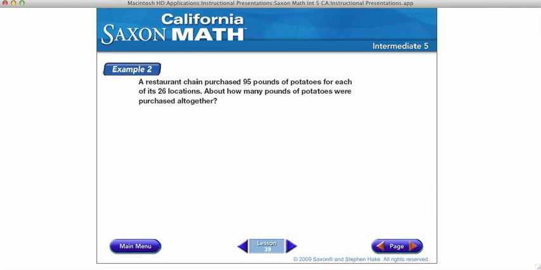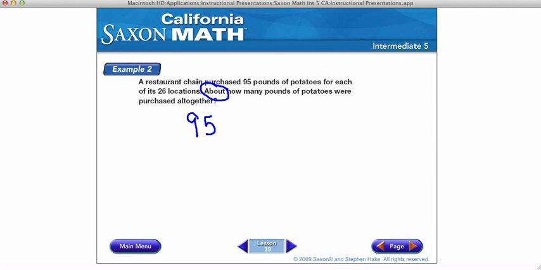Example 2. A restaurant chain purchased 95 pounds of potatoes for each of its 26 locations. About how many pounds of potatoes were purchased altogether? Well, we have this word about here, which tells us we're going to estimate. So I'm going to estimate to the problem. You never estimate the answer.